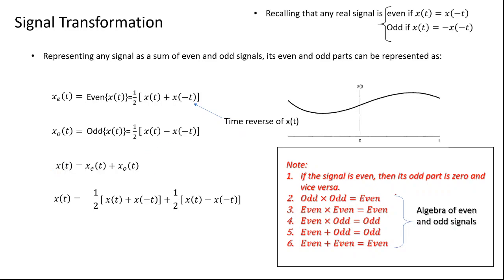And let's see the algebra of even and odd signals. The multiplication of two odd signals will give an even signal. The multiplication of two even signals gives an even signal, and likewise the multiplication of an even and an odd signal gives an odd signal. The sum of an even and an odd signal also gives an odd signal, and the sum of two or more even signals gives an even signal.